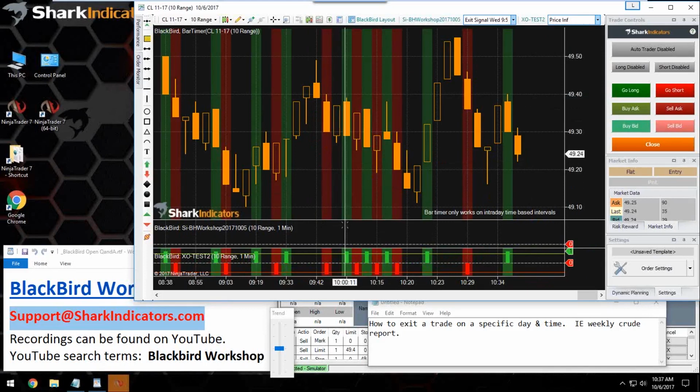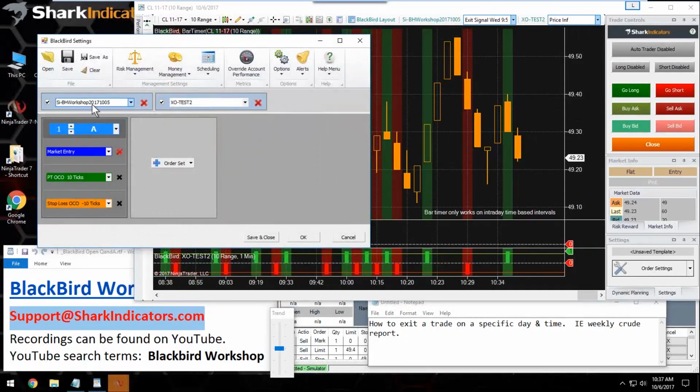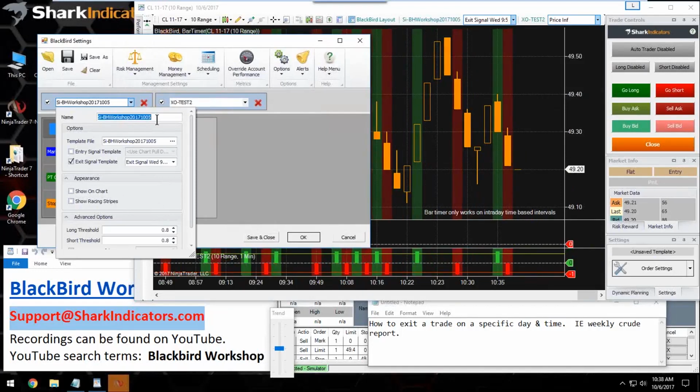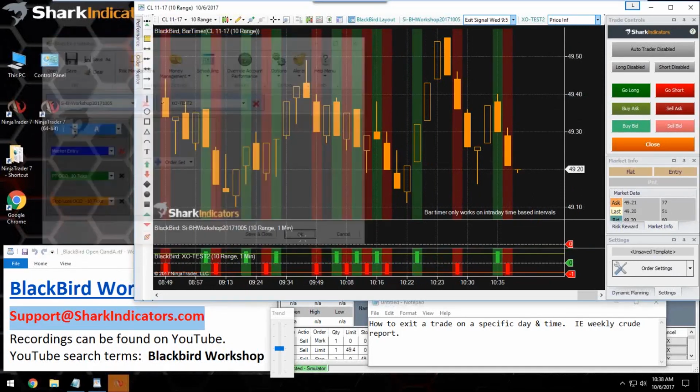So, and I guess just to expand upon this, let's say you weren't interested in seeing the BloodHound exit signals on here. What we could do is go in here, and remember this was the BloodHound that had the exit signals, and we could just turn off the show on chart. That'll remove this BloodHound template from the chart. So do that, click OK.